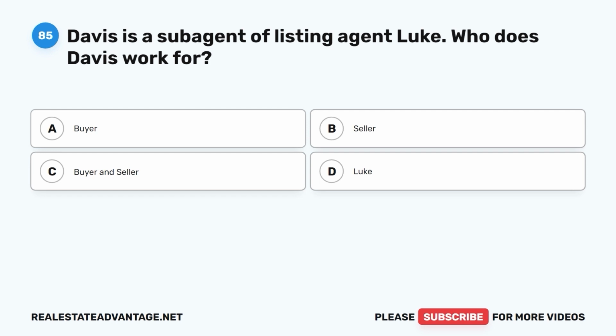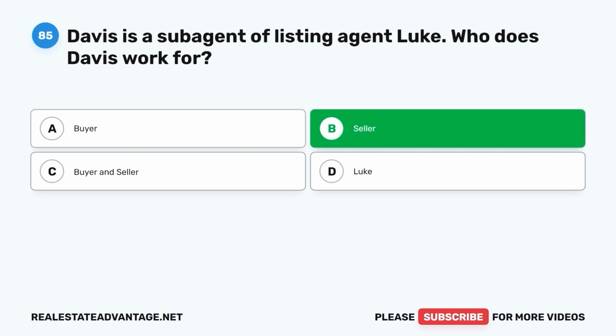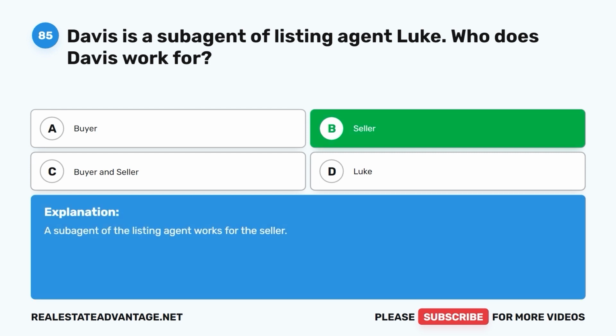Question 85. Davis is a sub-agent of listing agent Luke. Who does Davis work for? A. Buyer. B. Seller. C. Buyer and seller. D. Luke. The correct answer is B. Seller. A subagent of the listing agent works for the seller.